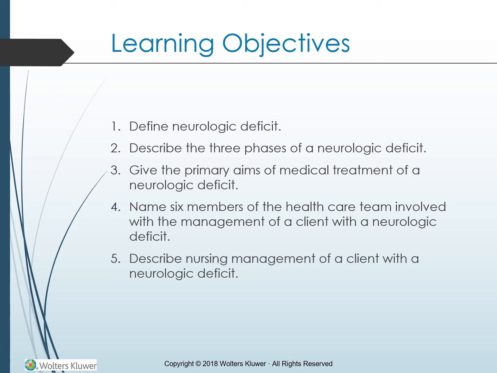Describe the 3 phases of a neurologic deficit. Give the primary aims of medical treatment of a neurologic deficit. Name 6 members of a healthcare team involved with the management of a client with a neurologic deficit. Describe nursing management of a client with a neurologic deficit.